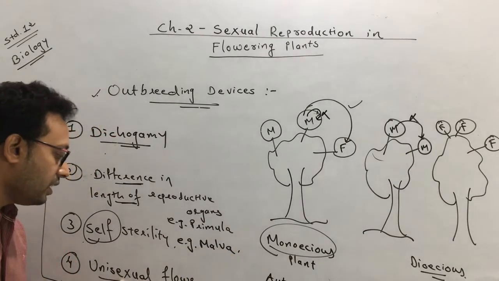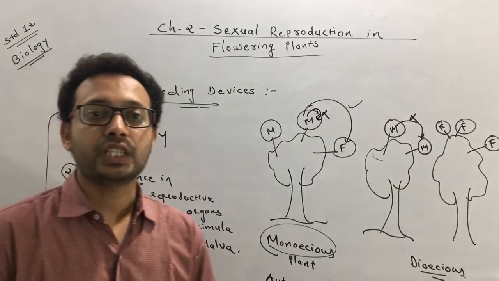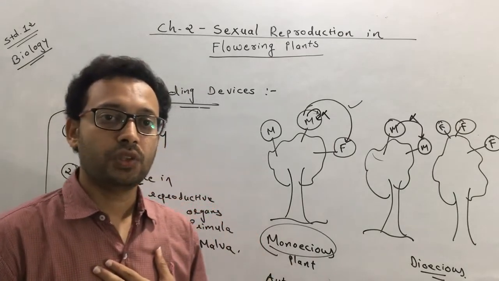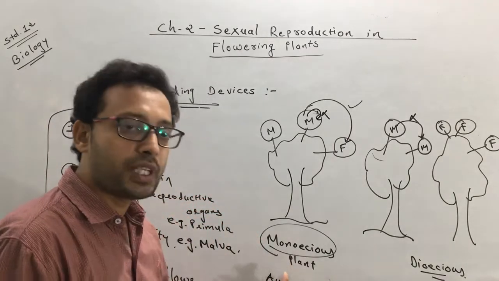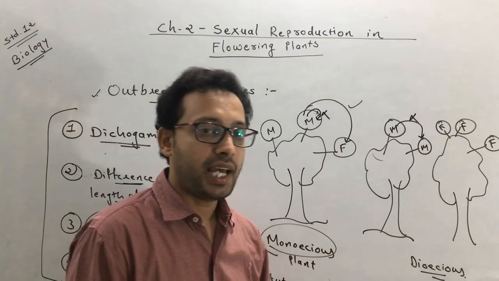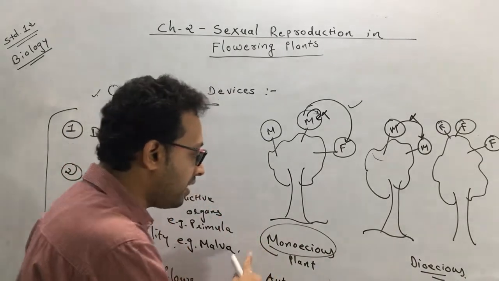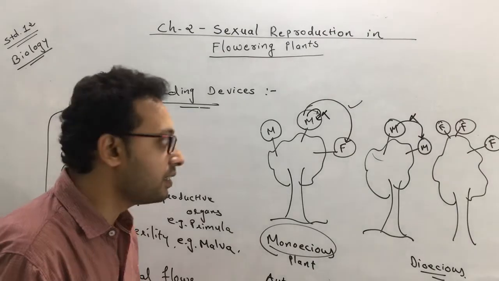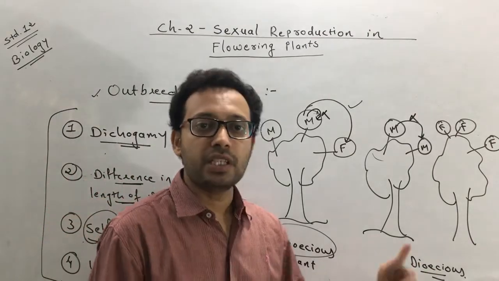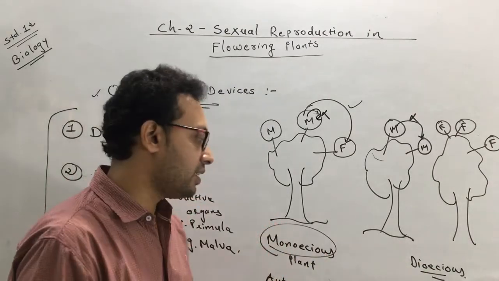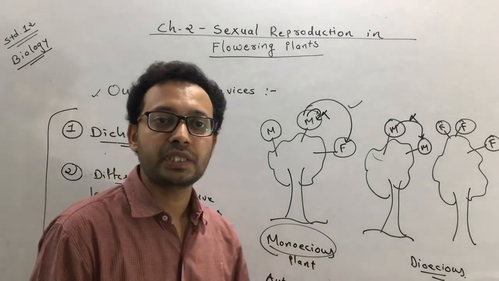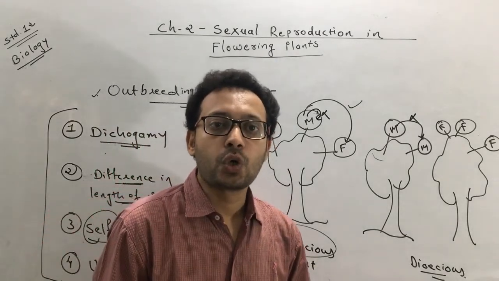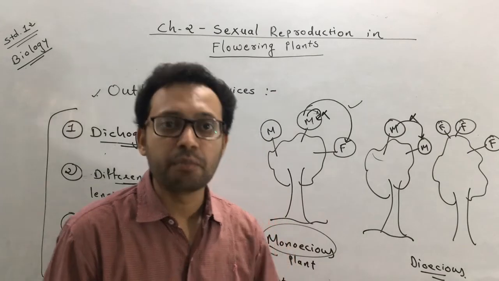And the fourth strategy is production of unisexual flowers instead of bisexual flowers. In unisexual flowers, there are two types of plants, monoecious and dioecious. In monoecious plants, autogamy gets prevented, but geitonogamy doesn't get prevented. In dioecious plants, autogamy and geitonogamy both get prevented. In monoecious plants, the examples are cucurbita, coconut, castor, or you can say maize.